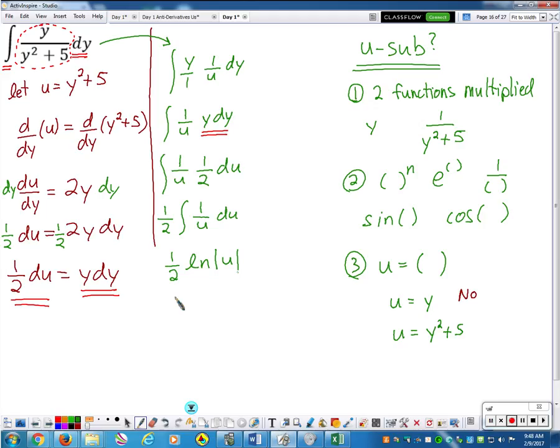So my last step is to substitute back the value of u: y squared plus 5. If I take the derivative of what's in the green box, I will end up with what's in the red circle. That's what antiderivative means.